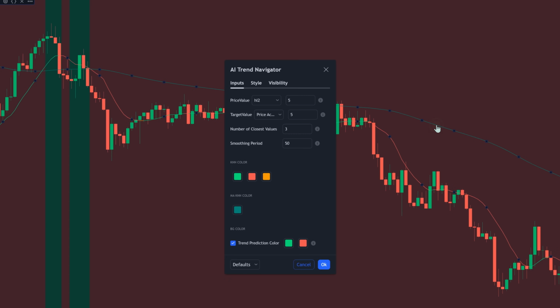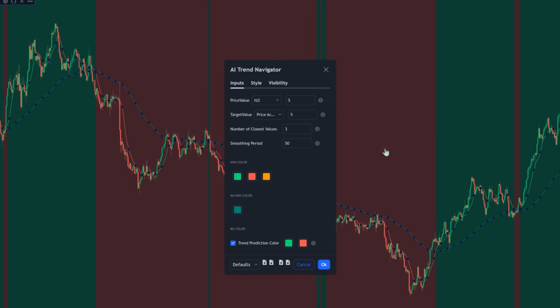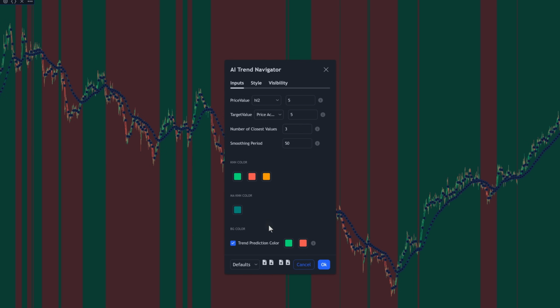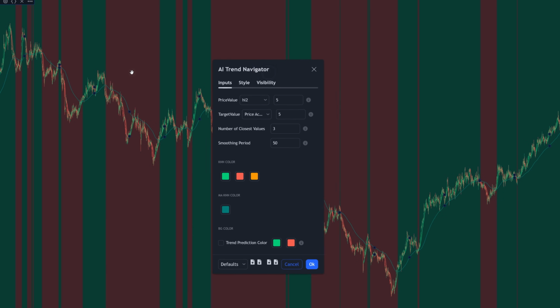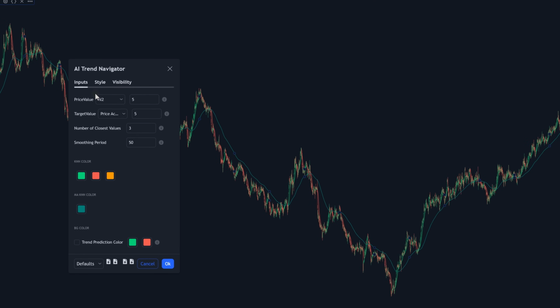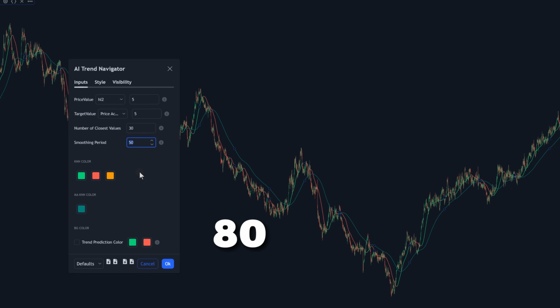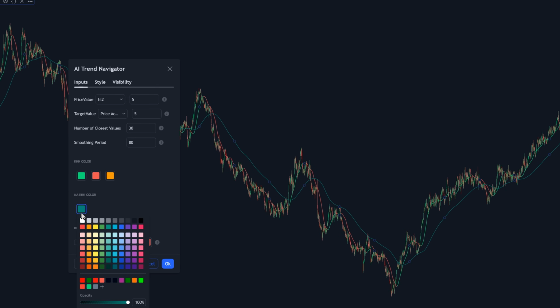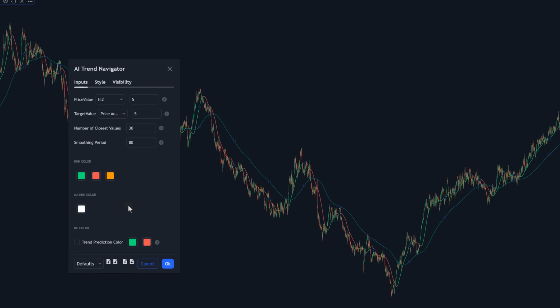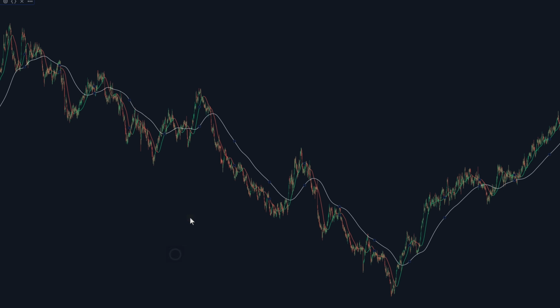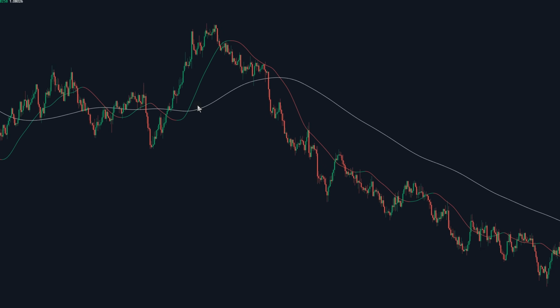Let's head back to the settings and turn off the trend prediction color since we won't be needing it. While in the settings, adjust the number of closest values to 30 and set the smoothing period to 80. And then click here and change the MA KNN color to white. Once done, click OK.